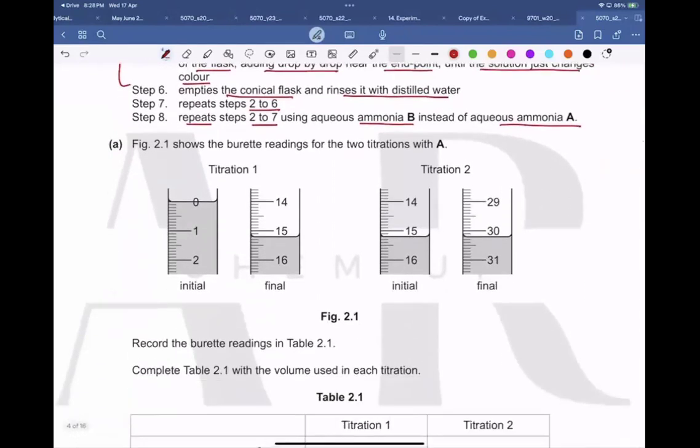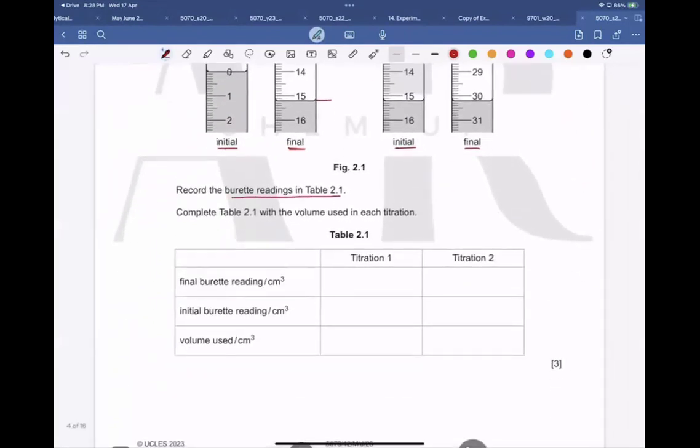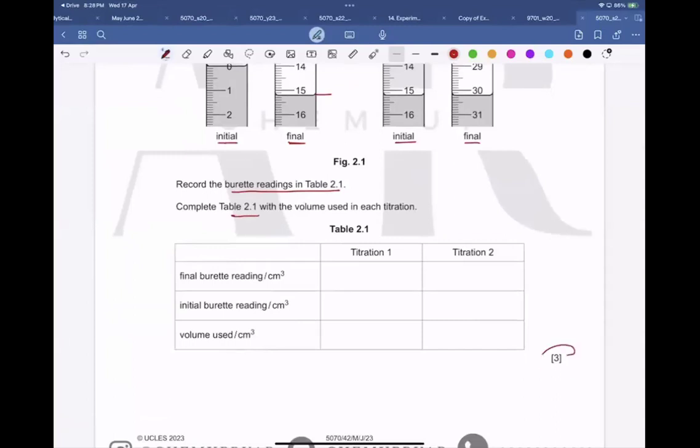Now, figure 2.1 shows the burette reading for 2 titrations with A. So that is the initial reading of the burette when none of the acid has been added to the flask, and when the color changes, this much amount of the acid has been added to the flask. So it's the final, and the same goes for titration 2. Record the burette reading in table 2.1. Complete table 2.1. See, it's a highly scoring question. Remember, it's the highly scoring question from the paper. Just give me a minute, please.